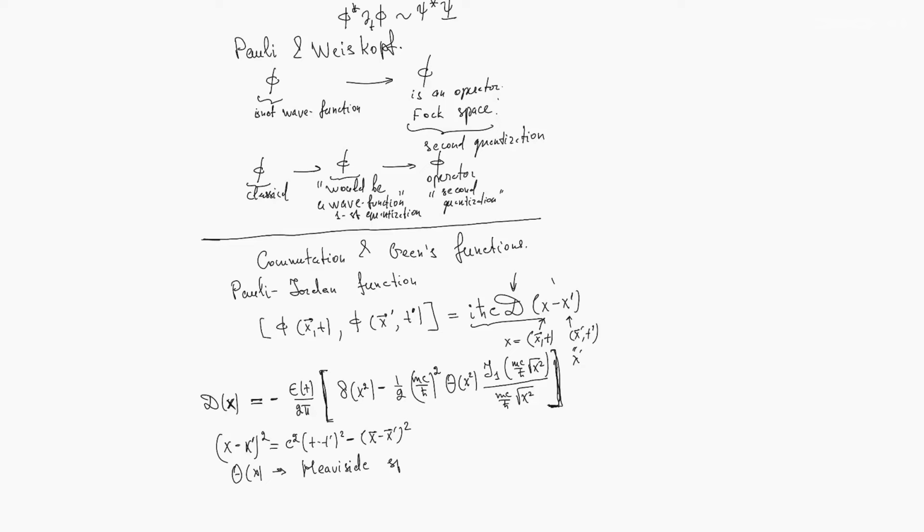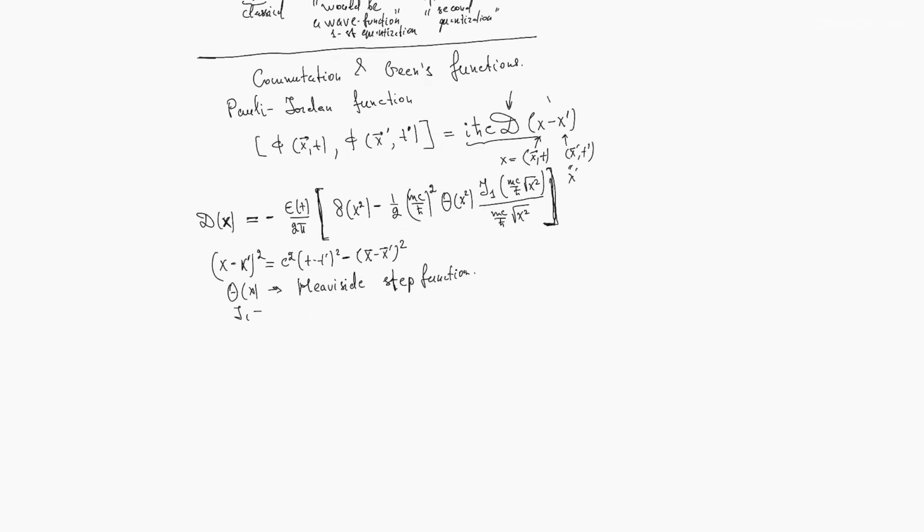J1 here is a Bessel function, J1 of x, a Bessel function with index 1. And what else we need is epsilon, right?